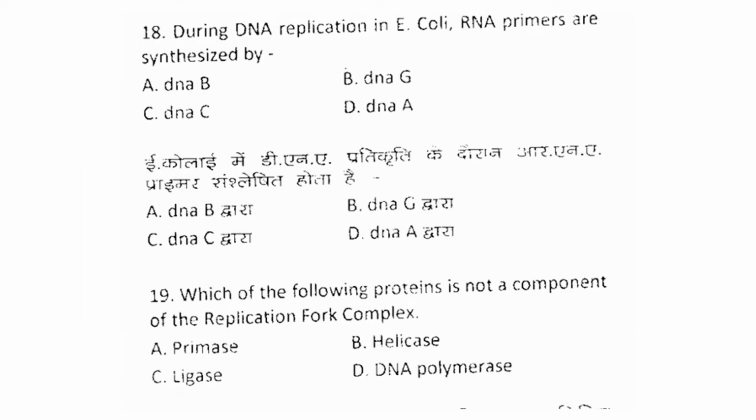Next question is during DNA replication in E. coli, RNA primers are synthesized by. So RNA primers are synthesized by primase, which is DnaG. Next question is which of the following proteins is not a component of the replication fork complex? So primase, helicase, and the DNA polymerase, all these are part of the replication fork. Ligase is not part of the replication fork.